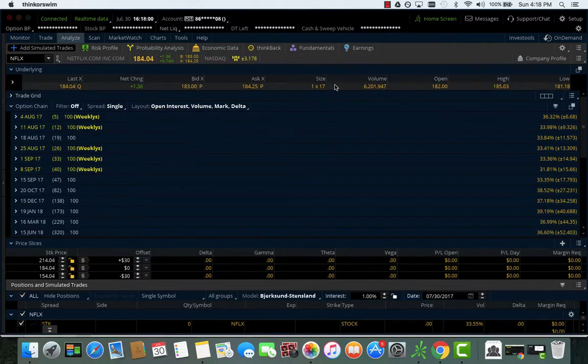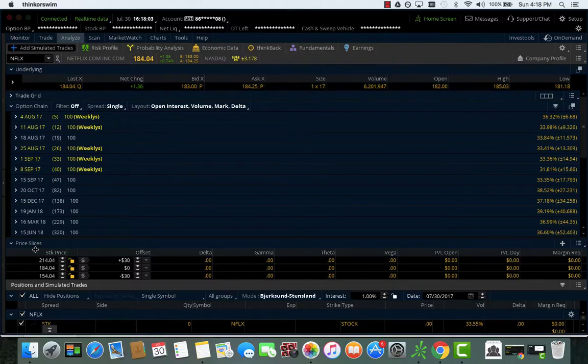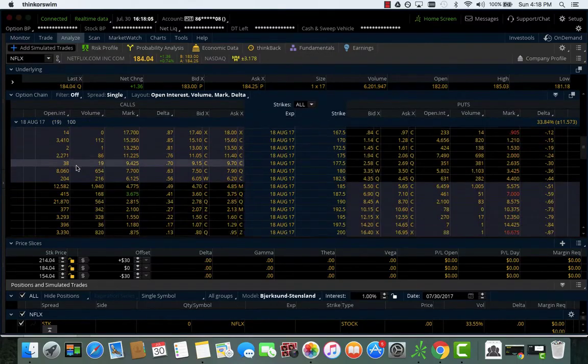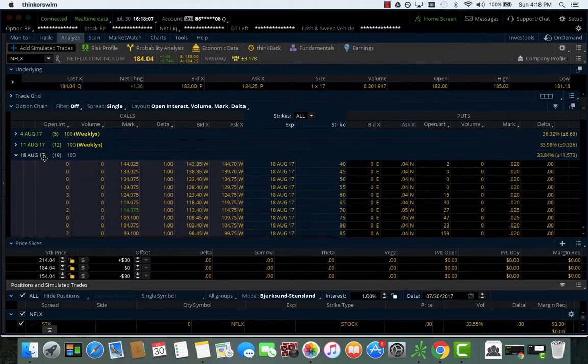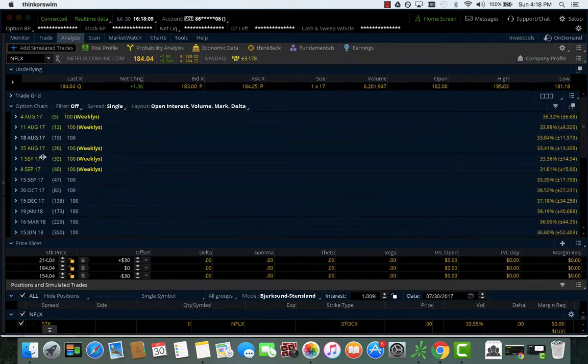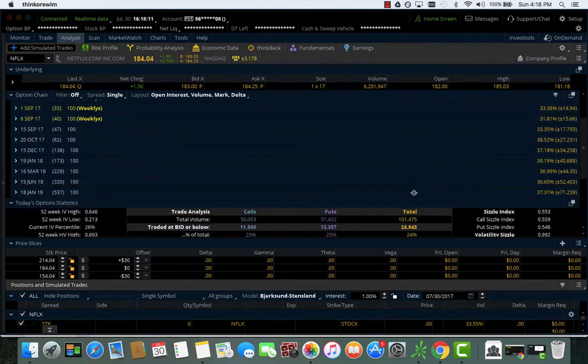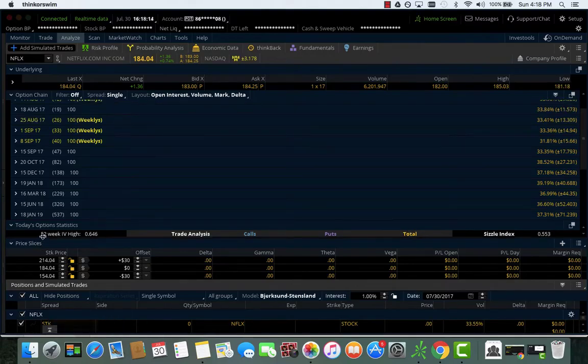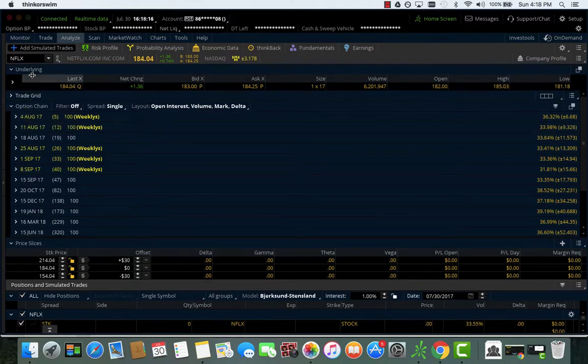Remember, Netflix trades 6 million shares. Its bid-ask spreads are much tighter. There's demand by institutions, 100,000 contracts in a day. There's demand by institutions to have these expiration cycles.